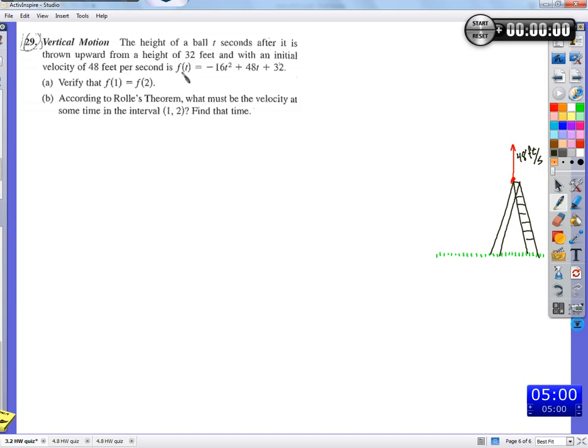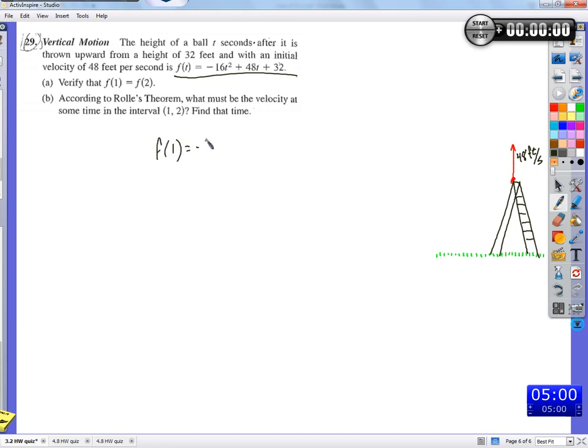So the height is given by this function. That's the height function. That's what this whole sentence is saying. And it's also giving you other information peppered in there. Verify that f of 1 equals f of 2. How do we do that? Plug in 1, plug in 2. They're both 0? Is that what you're saying? Both equal each other. You've got to plug it into the height function. That's the function f. f of 1 means put 1 in for t.